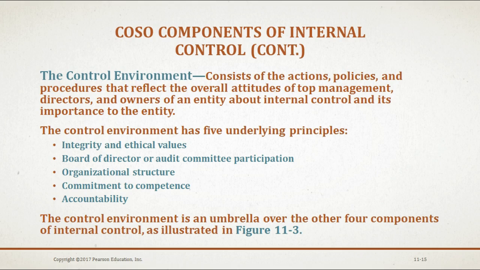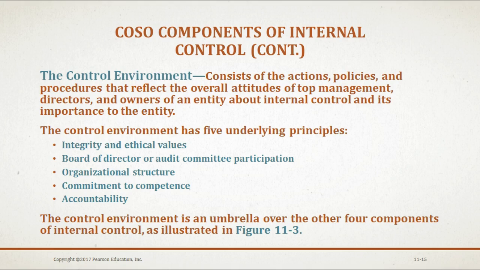The first component of internal control that we will discuss will be the control environment. The control environment consists of the actions, policies, and procedures that reflect the overall attitudes of top management, directors, and owners of an entity about internal control and its importance to the entity. The control environment has 5 underlying principles: integrity and ethical values, board of director or audit committee participation, organizational structure, commitment to competence, and accountability.